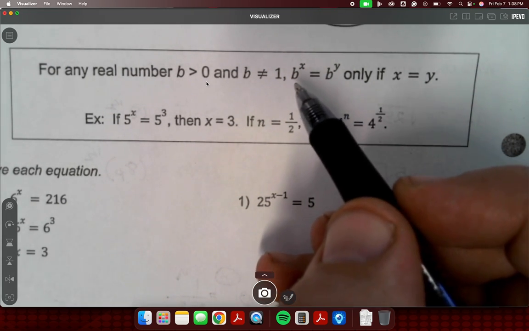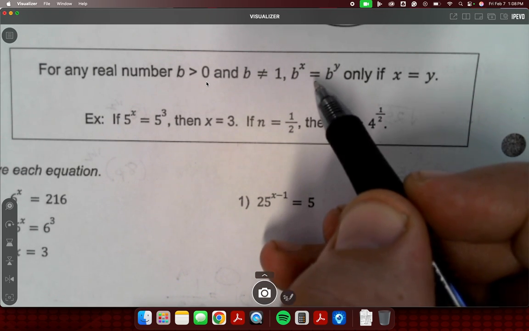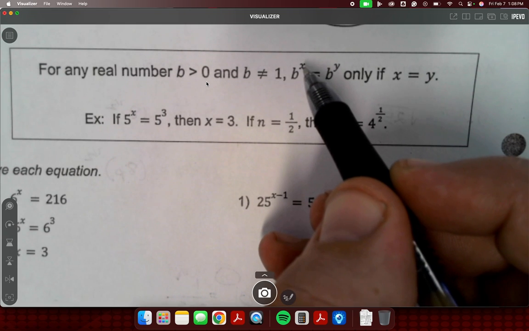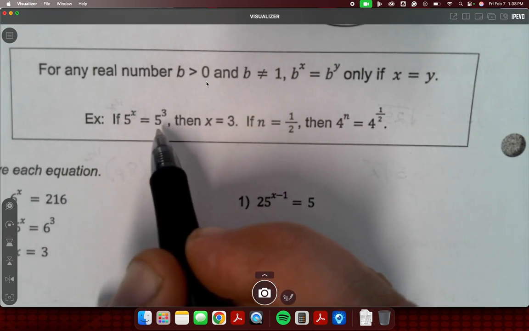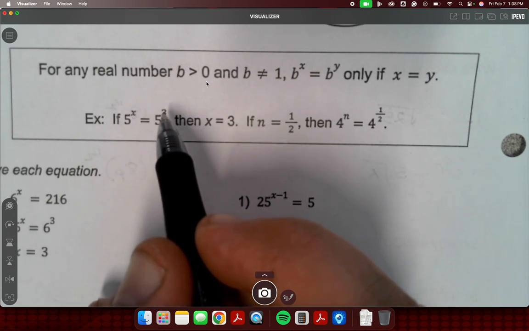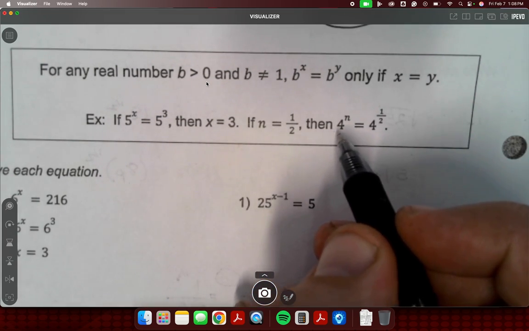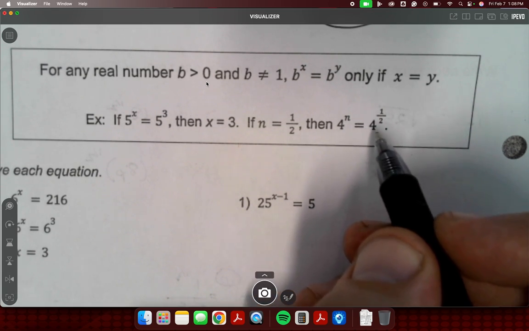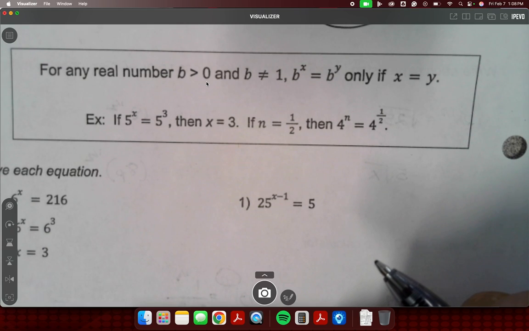But the point is, if the bases are the same, and these two things are set equal to each other, the only way this can be true is if the exponents are also the same, which I think if you look at this example, it makes pretty good sense. If I tell you 5 to the x equals 5 to the third, well then x must be 3. That's the only way these two match. And if we have 4 to the n equals 4 to the 1/2, then n must be equal to 1/2.